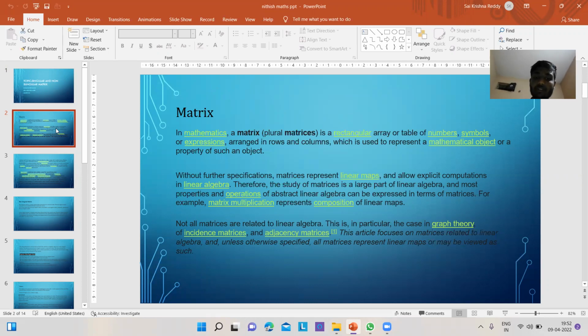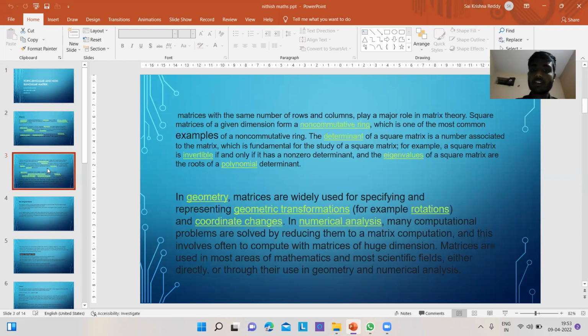For example, matrix multiplication represents composition of linear maps. Not all matrices are related to linear algebra. This is in particular the case in graph theory of incidence matrices and adjacency matrices. This article focuses on matrices related to linear algebra, and unless otherwise specified, all matrices represent linear maps or may be viewed as such.